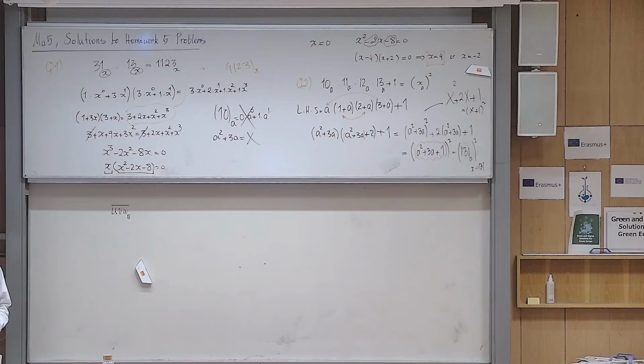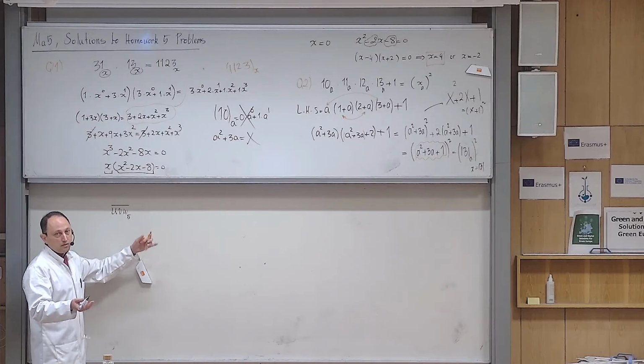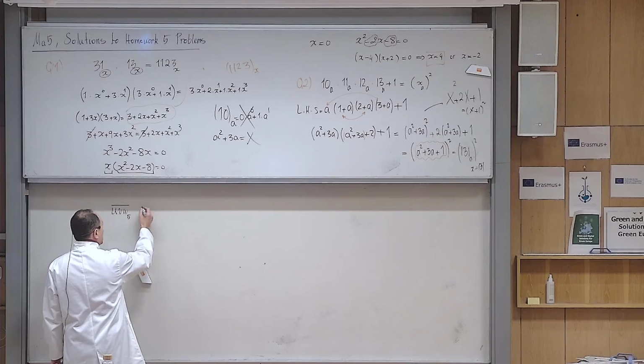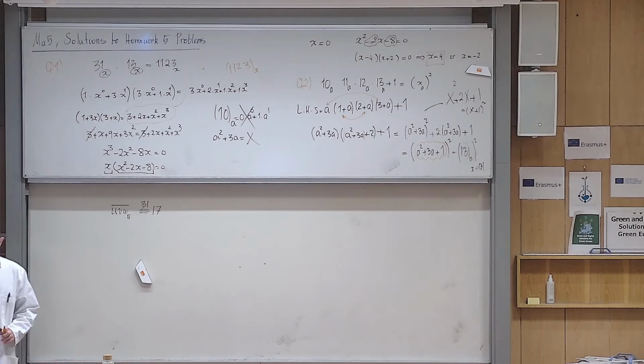Okay, can you just translate that sentence? This number divided by 31 has remainder 17. What does it mean? Yes, Sabri? It's congruent to 17 modulo 31. So that's the translation.